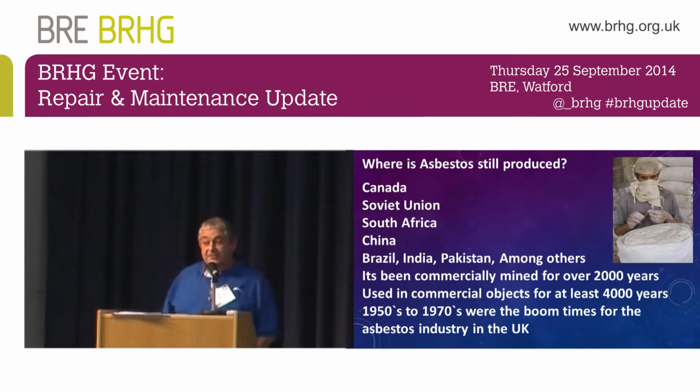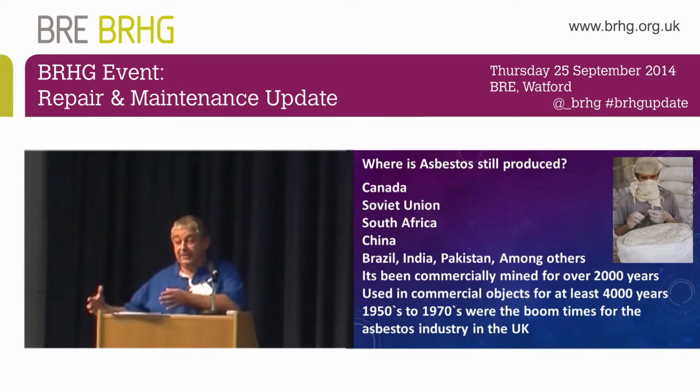The 1950s to the 1970s were the boom times for the asbestos industry in the UK, and when we look around this site, there's quite a lot of that age of buildings. Certainly a lot of places got refurbed. We get Victorian, Edwardian places that are refurbed, and you see asbestos materials being put in.